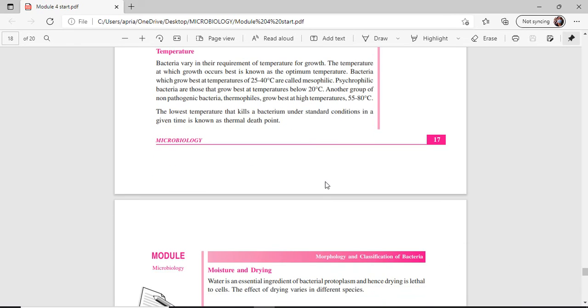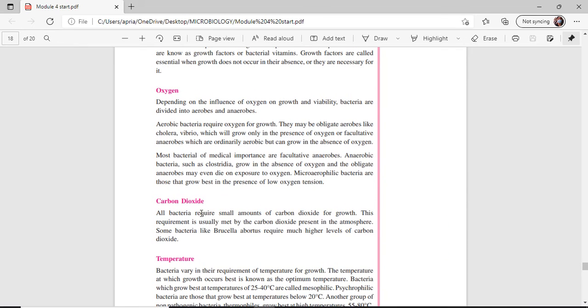So last na lang, you have your carbon dioxide. Bacteria will require a small amount of carbon dioxide for growth. This requirement is usually met by the carbon dioxide present in the atmosphere. Some bacteria, like your Borrelia burgdorferi, require a much higher level of carbon dioxide.